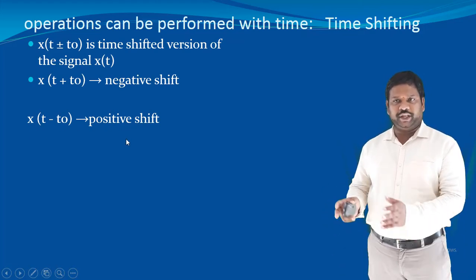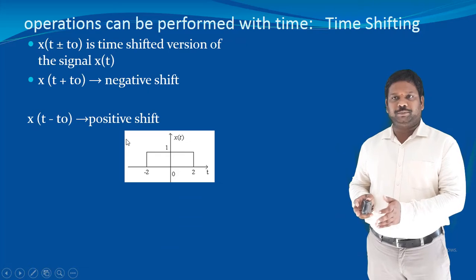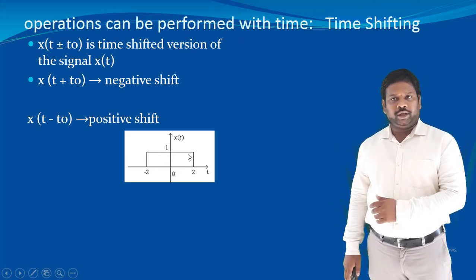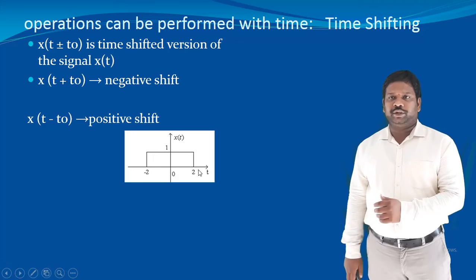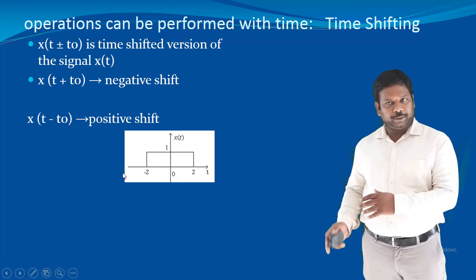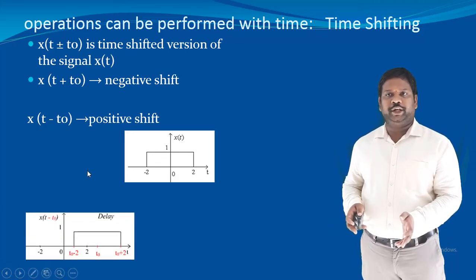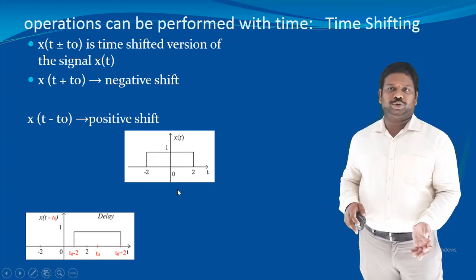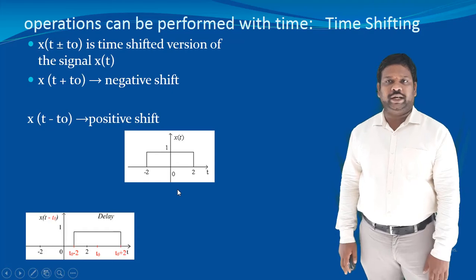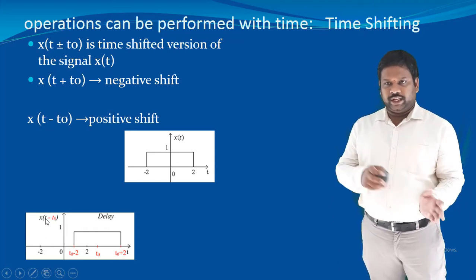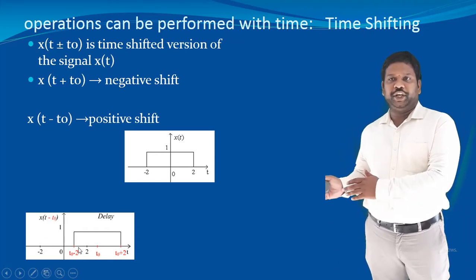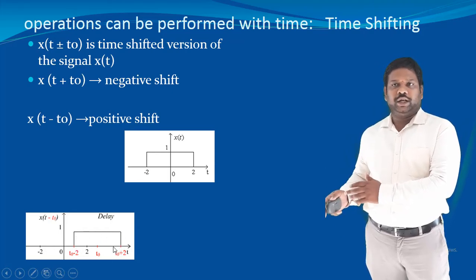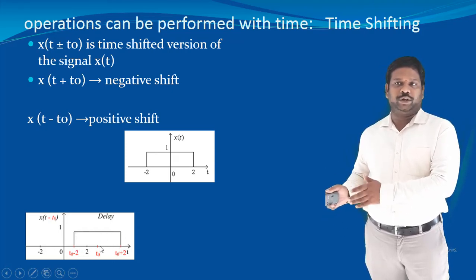For example, take a signal from minus 2 to plus 2 whose amplitude is 1. When we take x of t plus t naught, it is the negative shift, and x of t minus t naught is the positive shift. The first figure shows that for x of t minus t naught, the graph is shifted by t naught units to the positive side of the axis. That is the second figure, which is nothing but the delayed signal, as we call it.